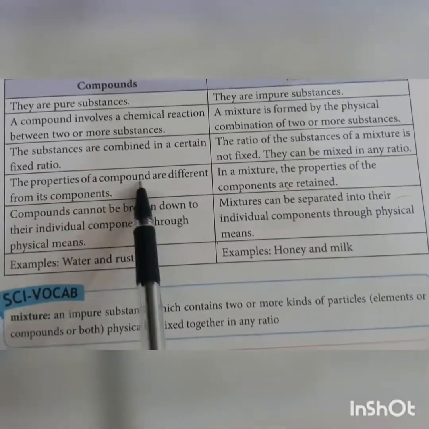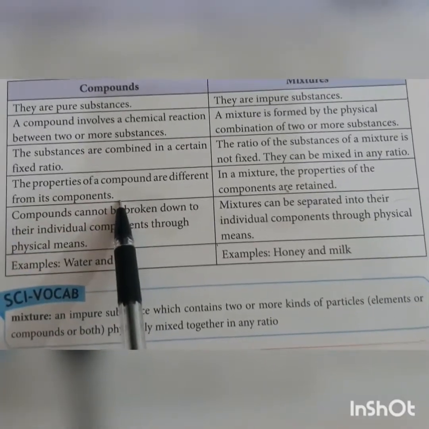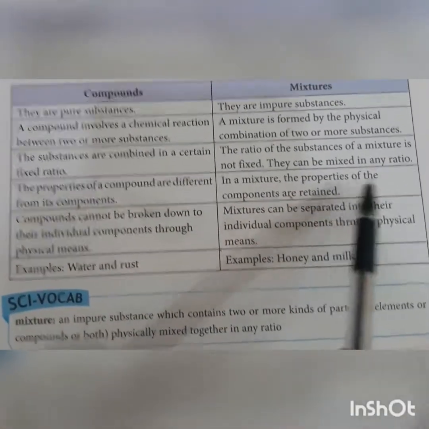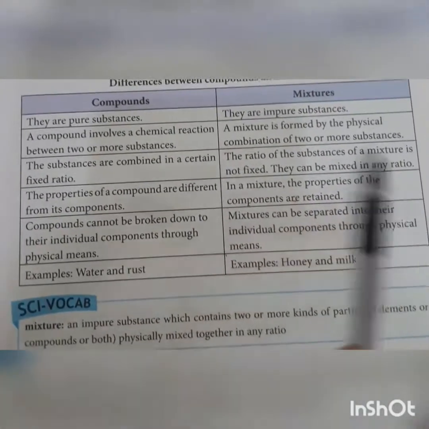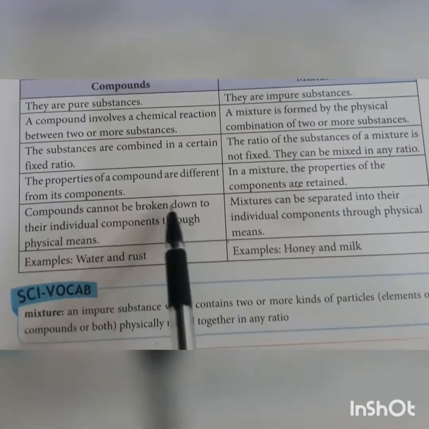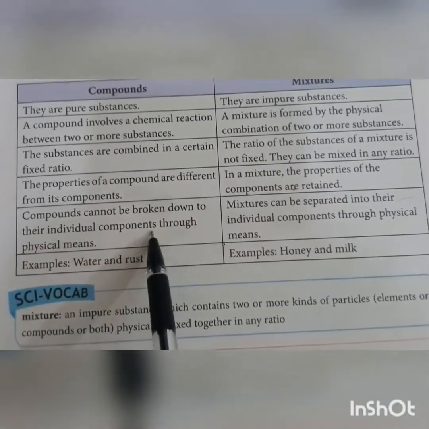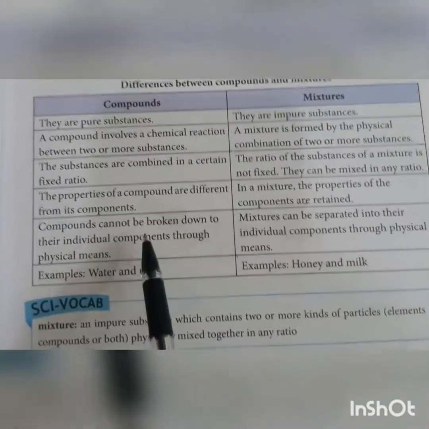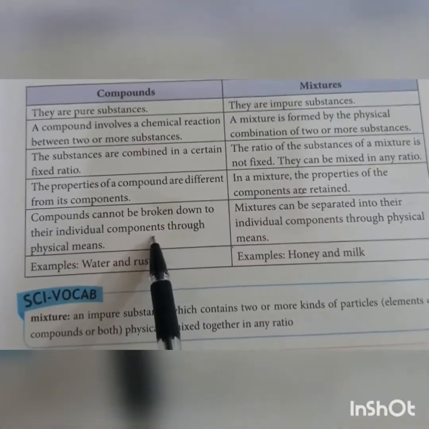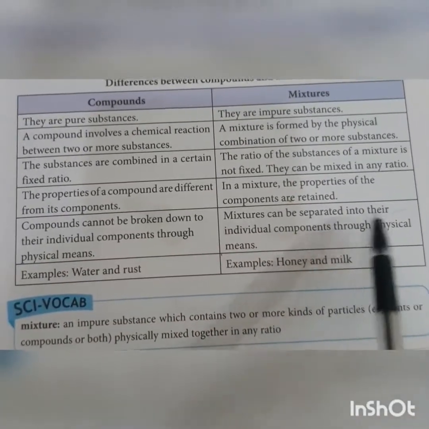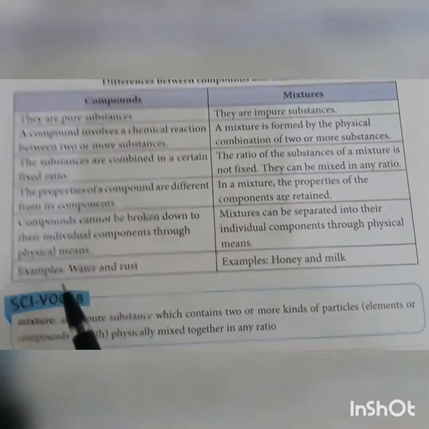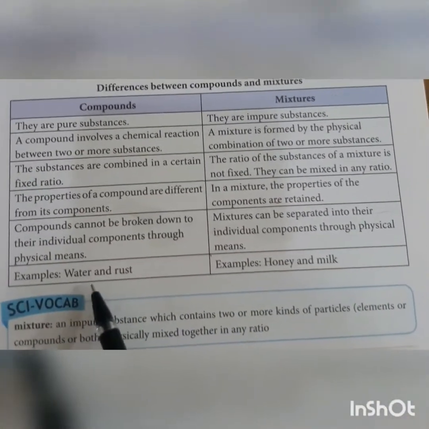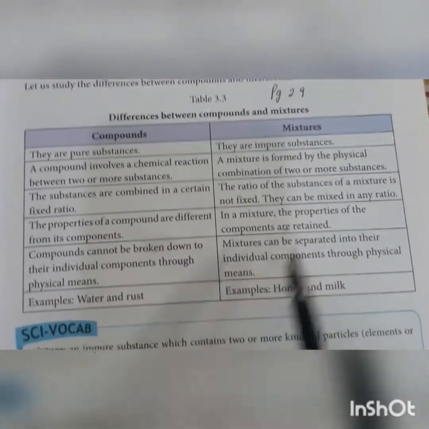The properties of a compound are different from its components. In a mixture, the properties of the components are retained. That means their properties are not changed. Compounds cannot be broken down to their individual components through physical means. Only by chemical means we can separate them. Mixtures can be separated into their individual components through physical means. Examples of compounds, as we have already studied, are water and rust. Examples of mixtures: honey and milk.